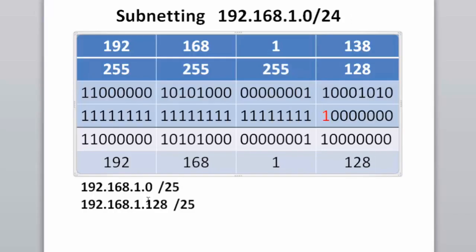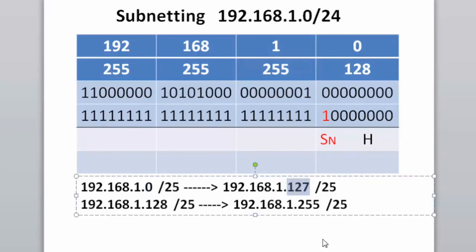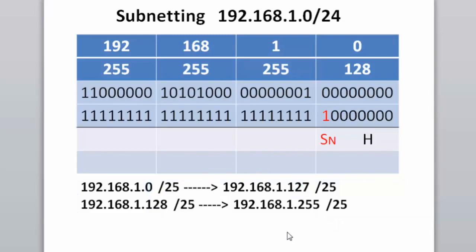So we've created two subnetworks from the single 192.168.1.0/24 network. The subnetworks go from 1.0 all the way up to 1.127, with 0 being the network address and 127 being the broadcast address. And the second subnetwork starts at 128, so this is the network address because it's the first address, all the way up to 255, and since this is the last address, this is the broadcast address. In other words, the first address in the subnet is the network address, and the last address in the subnetwork is the broadcast address. This process is called subnetting.